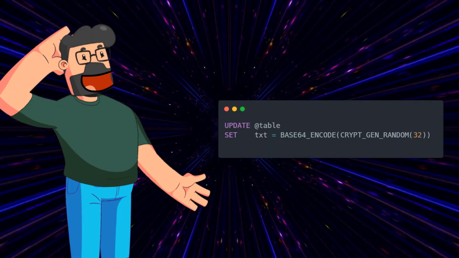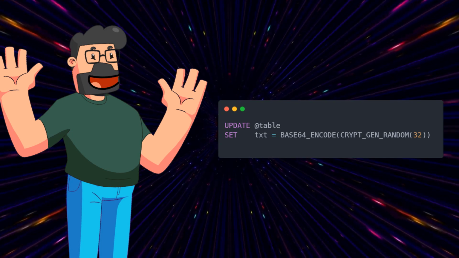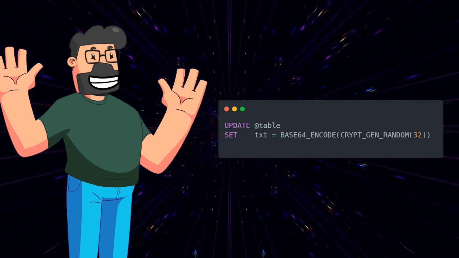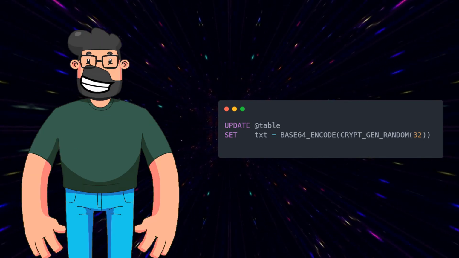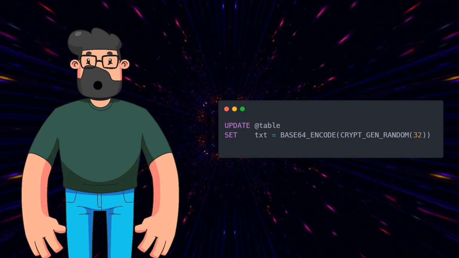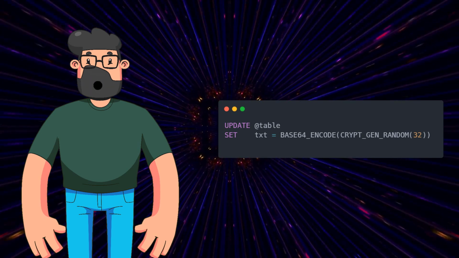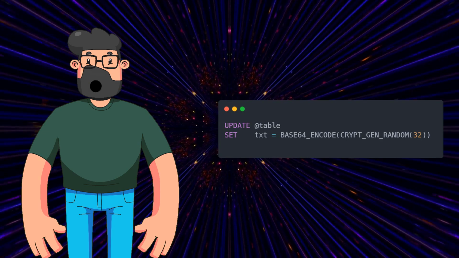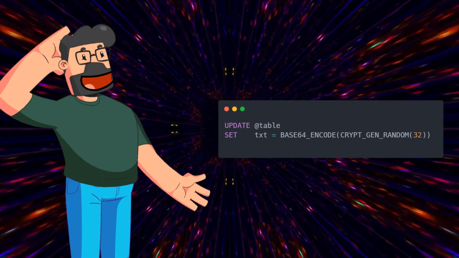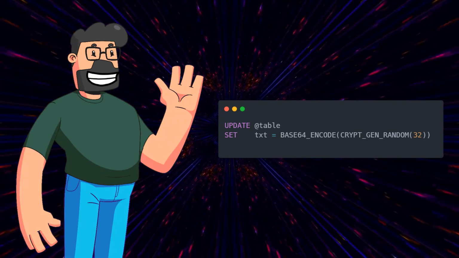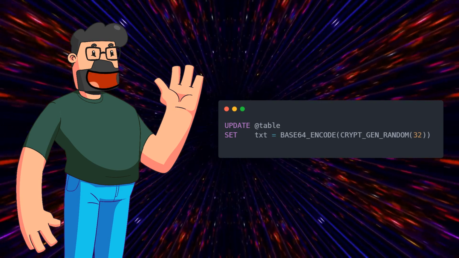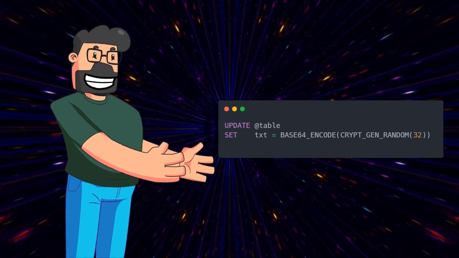Continuing the exploration of solutions, an alternative method using the function BASE64_ENCODE was introduced. By executing: UPDATE table SET txt = BASE64_ENCODE(CRYPT_GEN_RANDOM(32)), the desired outcome of having different values for each row was successfully achieved. This approach leverages the use of a built-in function to streamline the BASE64 encoding process, making the task more efficient and effective.